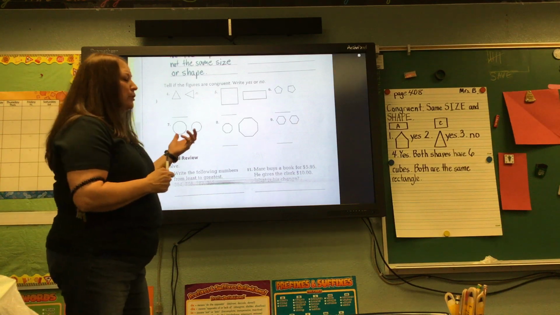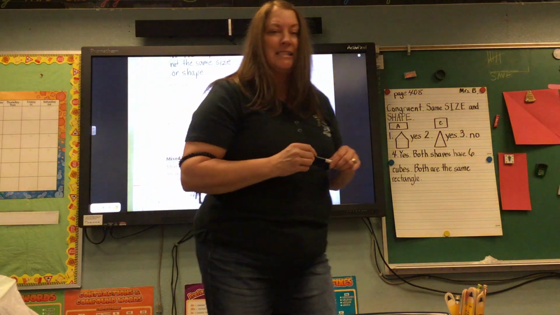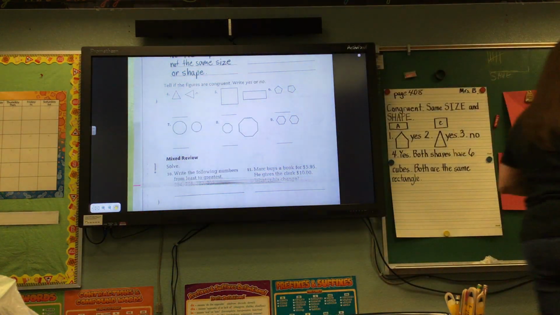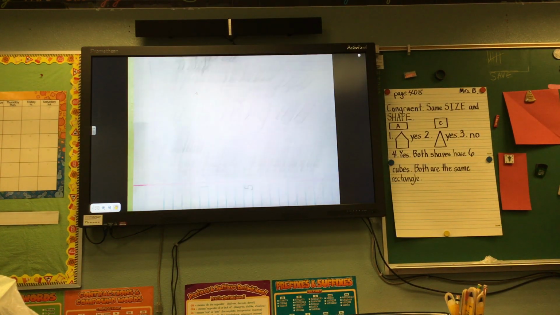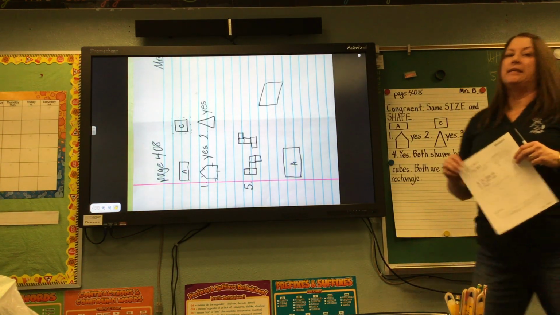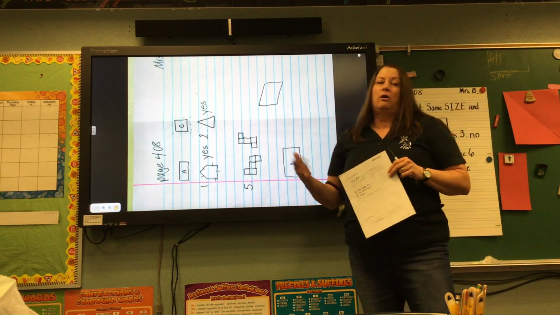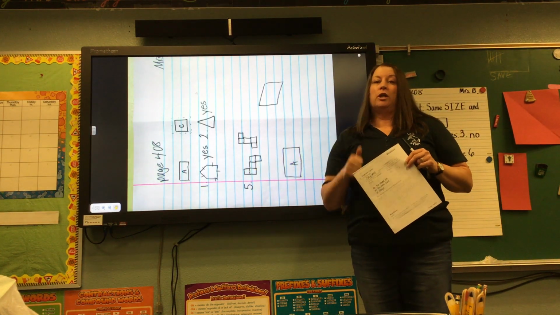Okay. Third graders, that was lesson 20.1 about congruent figures. Last thing I'm going to say is remember congruent figures are same size, same shape. Good luck. Thank you.